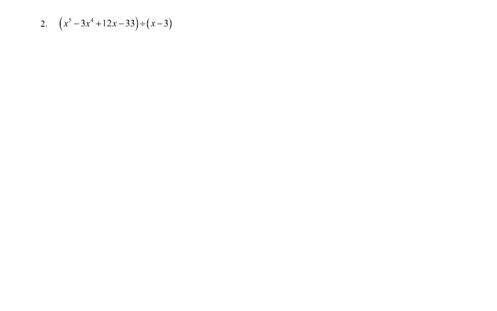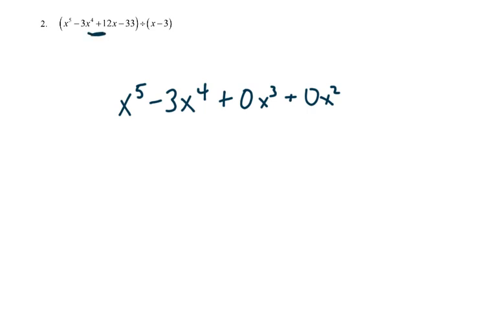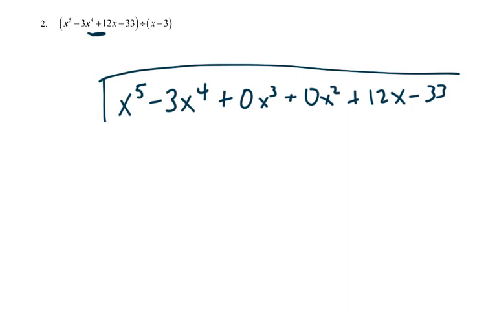We have our dividend. So that's x to the 5th minus 3x to the 4th plus, I'm going to put in a 0x to the 3rd plus 0x to the 2nd, because notice how there's a gap in between these, plus 12x minus 33. I like to make sure I do it that way so that I can not lose track of any of my terms that I need in my result. So our divisor is x minus 3.